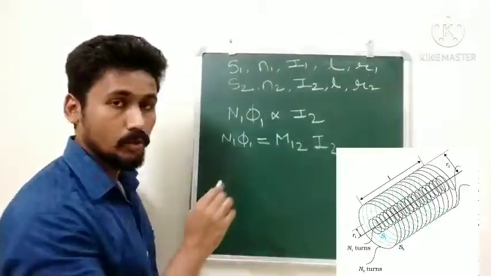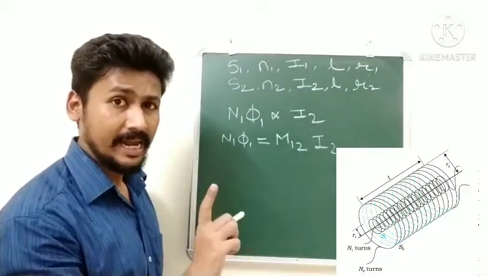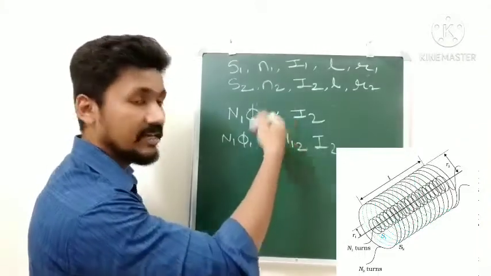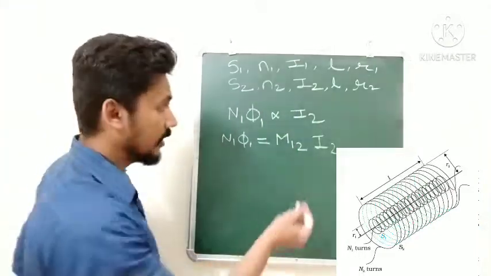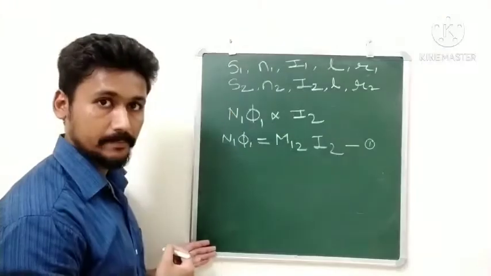Okay, so M2, this is the constant mutual inductance, and we have to specify M12, that is inductance of coil 1 with respect to coil 2. Fine, let us give this an equation now. We can call this equation number 1.